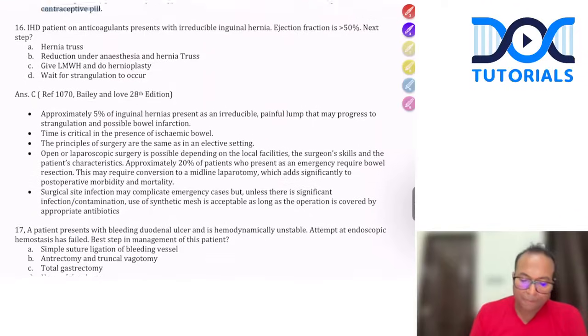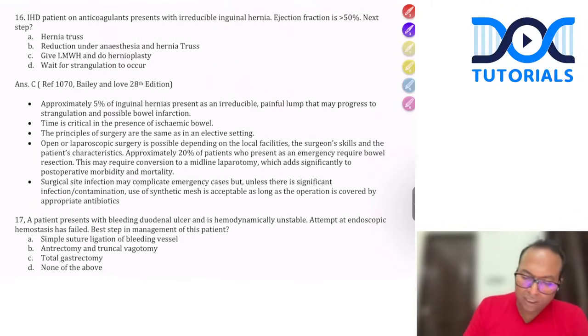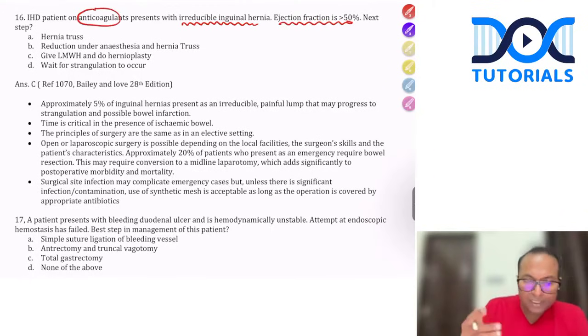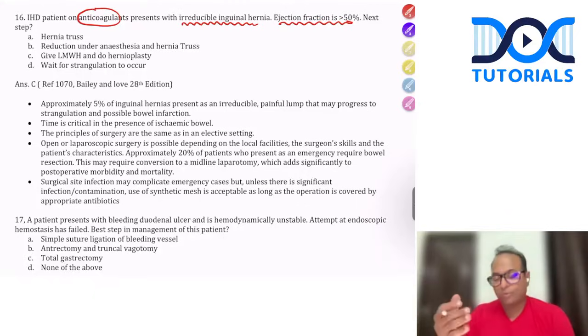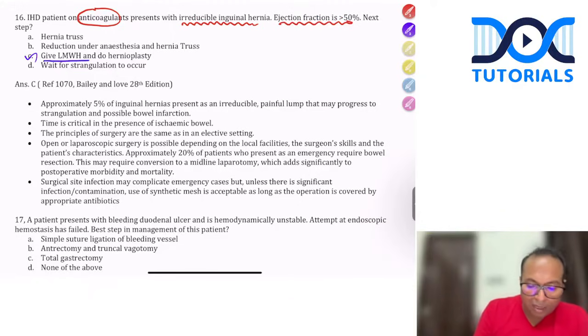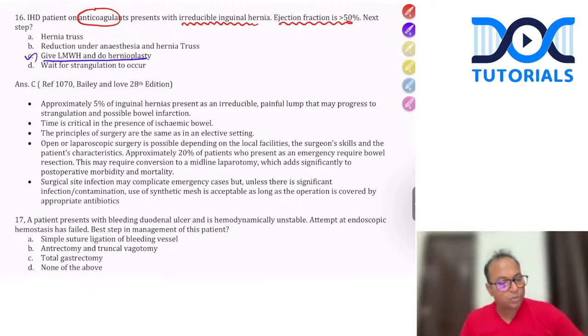Please don't forget this. An ischemic heart disease patient on anticoagulant presents with an irreducible inguinal hernia. Ejection fraction is 50%. What is the next step? The patient is on anticoagulant, probably aspirin or clopidogrel. Whatever it is, we cannot wait for the factors to become normal. So just do hernioplasty. The sun should never set, and never rise, in cases of obstructed hernia. Give low molecular weight heparin and do hernioplasty. That's the answer for this question.